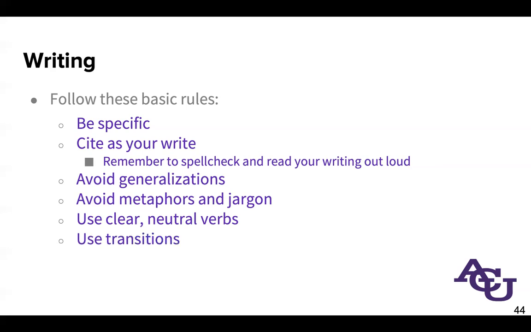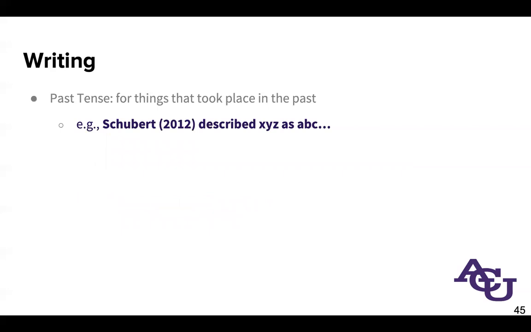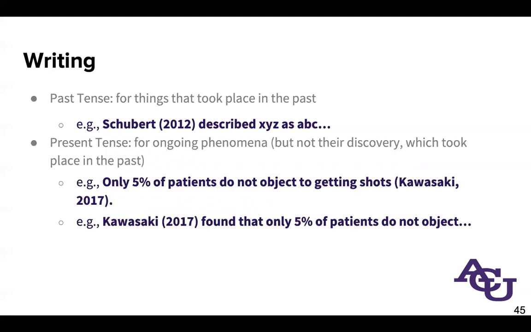Transitions, especially with logical bridges, make sure you keep that audience in mind, and make sure that you use past tense for things that took place in the past, and present tense when you are describing an ongoing phenomenon. So, for example, only 5% of patients do not object to getting shots, Kawasaki 2017. We might actually have better data for that now that the COVID vaccinations are going as well as they are.